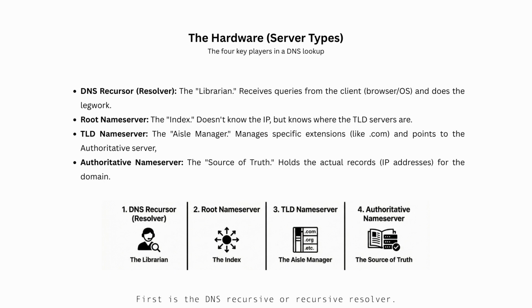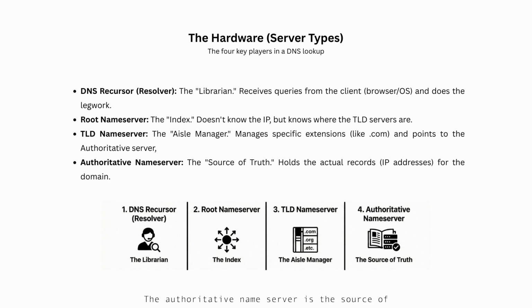There are four servers you need to memorize. First is the DNS recursive resolver. Think of it as a librarian. This is usually provided by your ISP or a public service like Cloudflare 1.1.1.1. It receives queries from your browser or the OS and does the legwork for you. And then you have a root name server, the index. It doesn't know the IP, but it knows where all the TLD servers are. The TLD name server manages specific extensions like .com and points to the authoritative server.